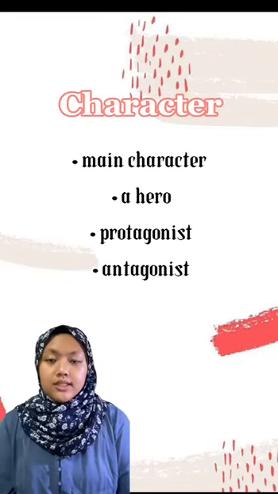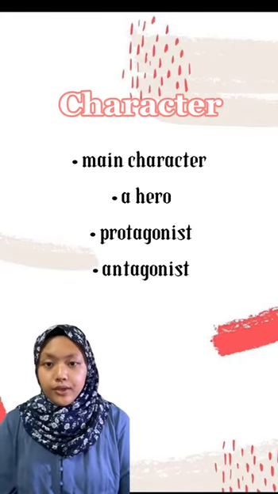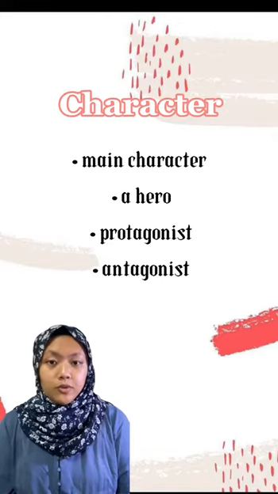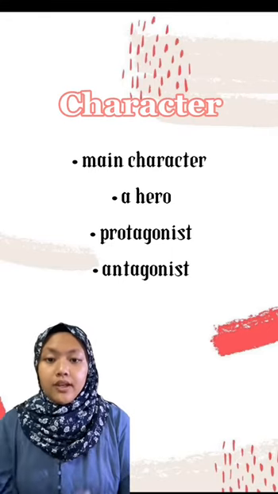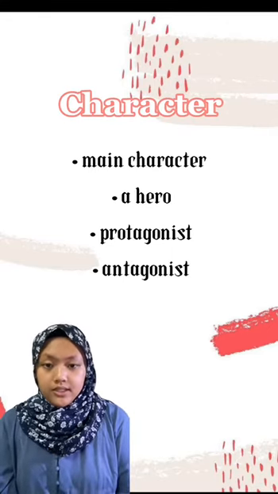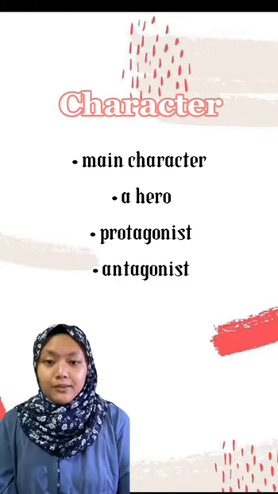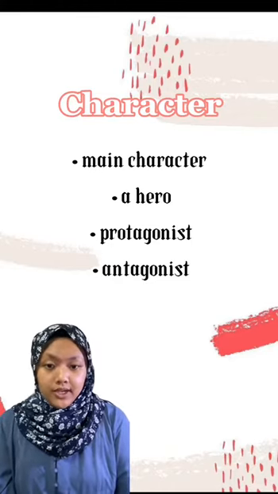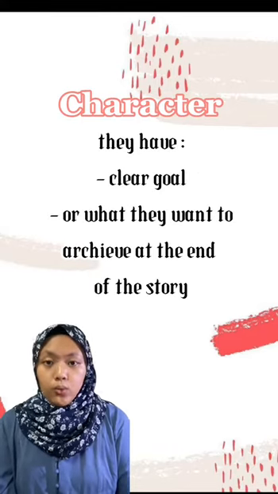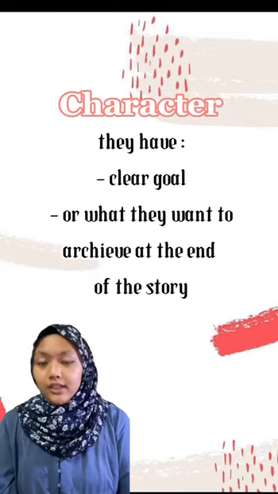The first element that we need is the characters. We need to create a specific characteristic such as a main character, a hero or a protagonist where we mostly focus on them. Then the antagonist, commonly known as the villain. Then other supporting characters, so the story would be more ready and perfect. The main thing you want your main character to have is a clear goal, or what do they want to achieve at the end of the story.